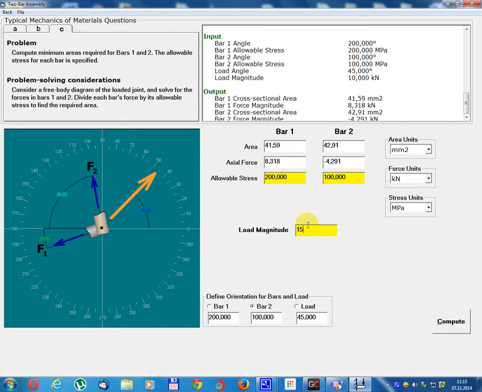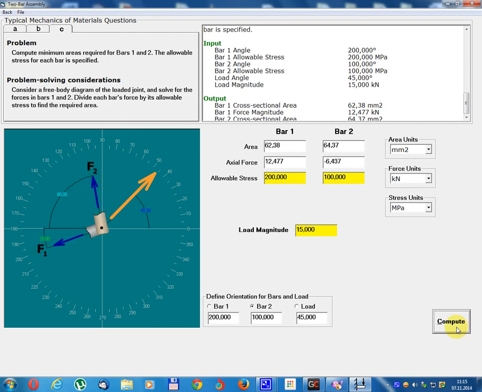Load 15. Load 30 degree, value calculate.